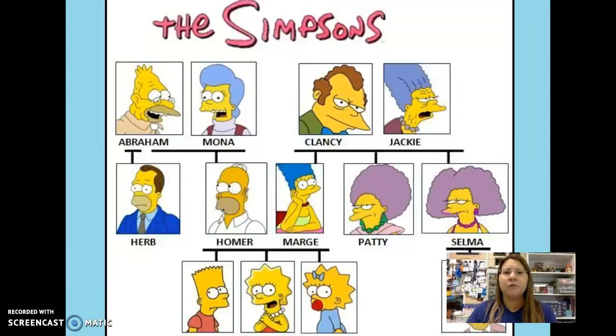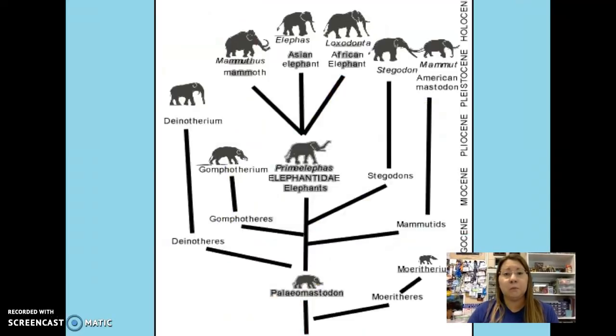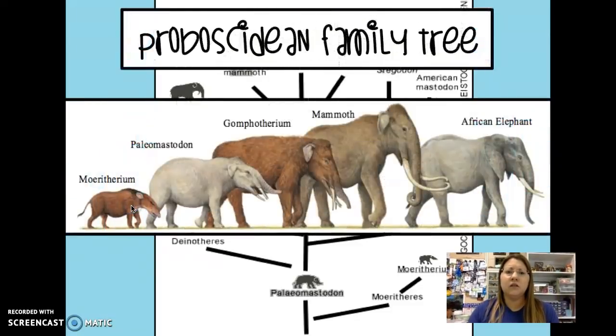But you're probably going to be more familiar with your direct family and with your cousins. And you probably will have some similarities with them because you may share more DNA. So let's look back at this proboscidean family tree. We have kind of the evolution of the mammoth and elephant here.